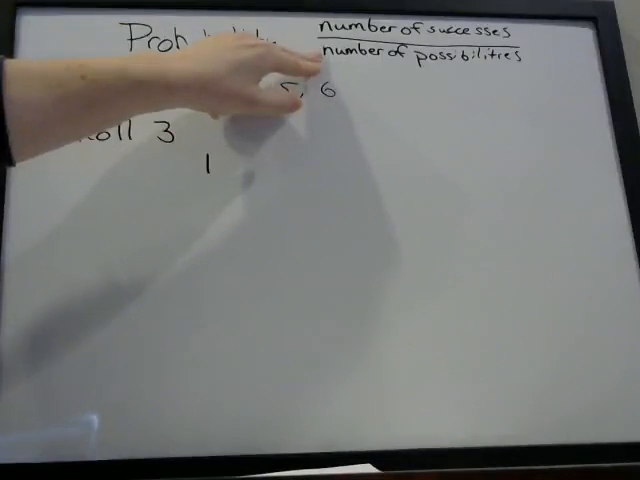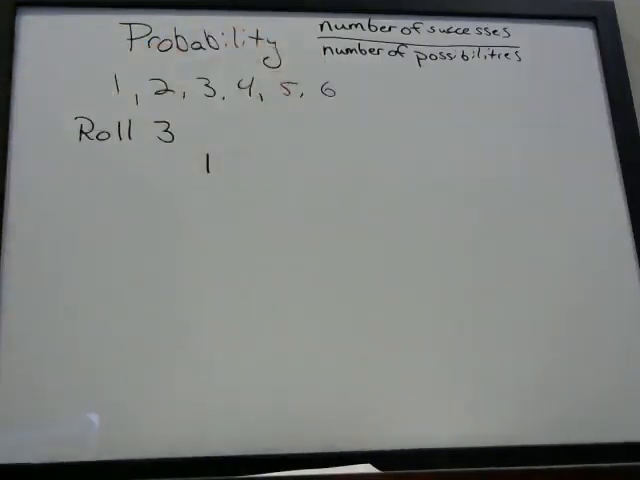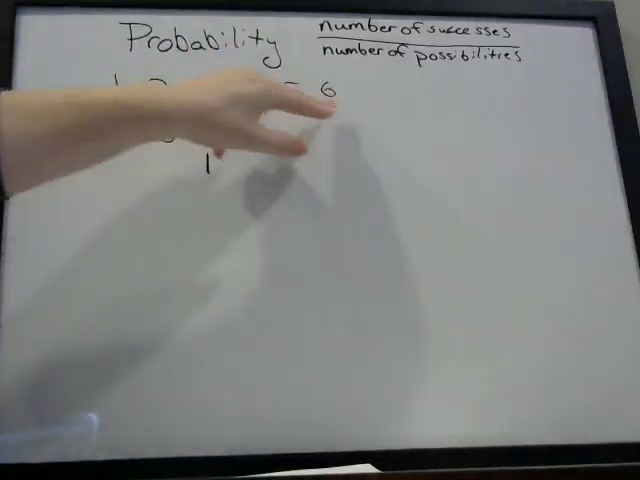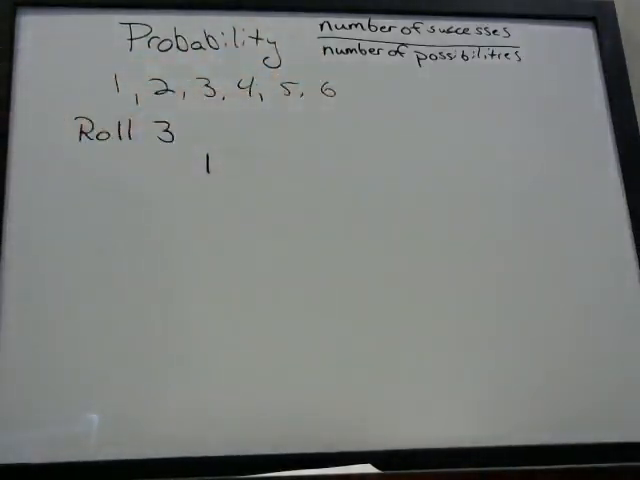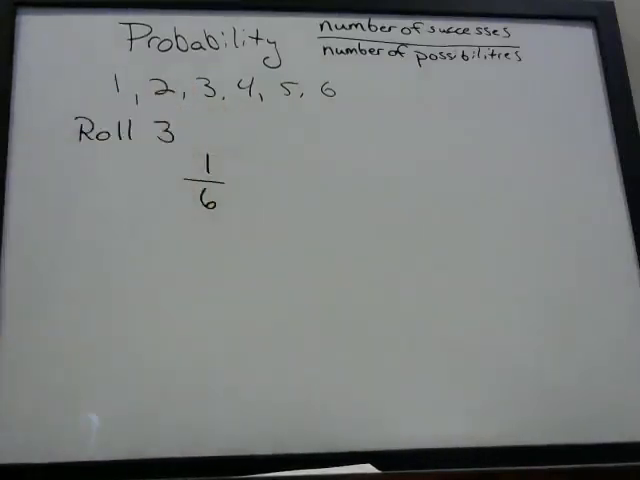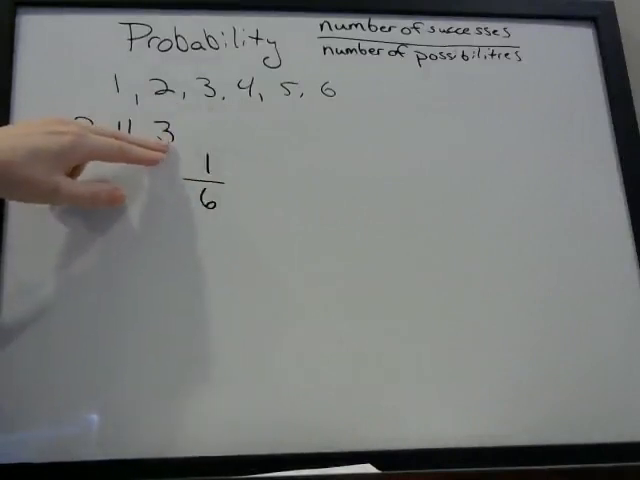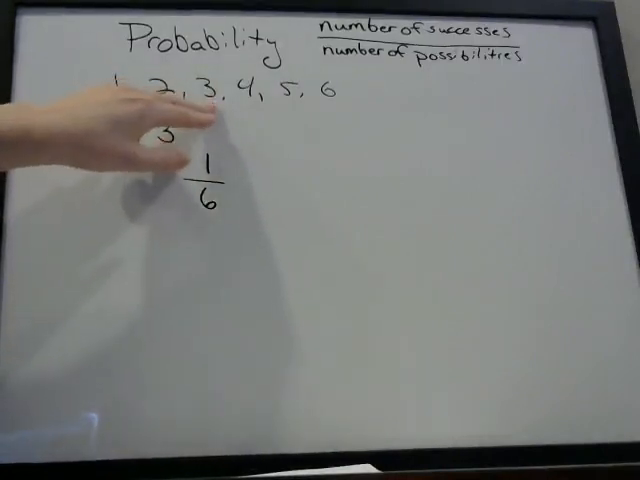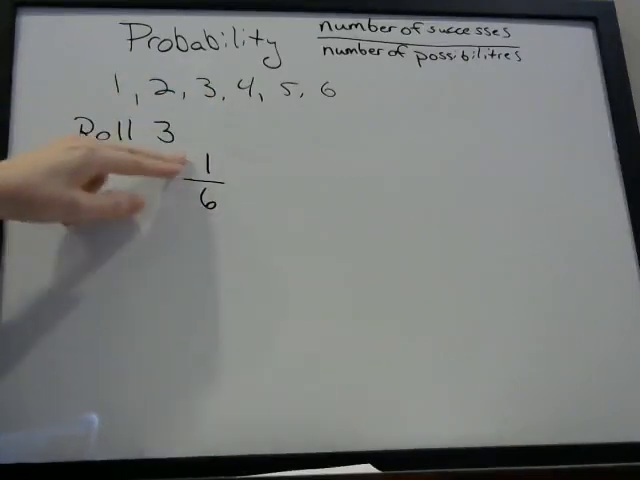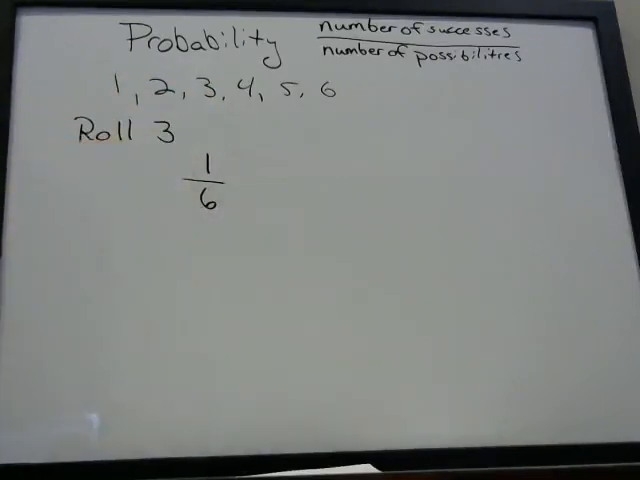In the denominator, what are the number of possibilities? When we roll the dice, we can come up with any of these 6 numbers. So there's 6 different possibilities, and the total number of possibilities in the denominator is 6. So our probability to roll a 3, there's only one chance that we can get a 3, and there's a total of 6 possibilities. So the probability is 1 over 6, or 1/6.